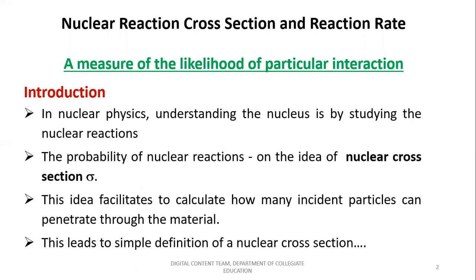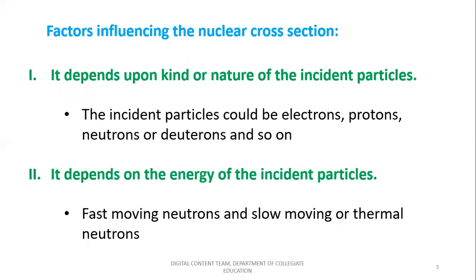A nuclear cross section is simply defined as an area around the nucleus on which, if an incident particle is incident, it definitely moves into it and leads to an interaction with the target particle or nucleus. All the other incident particles outside this area will penetrate through without interacting with it. So, with this definition, let us consider some important factors which are going to influence the nuclear cross section.